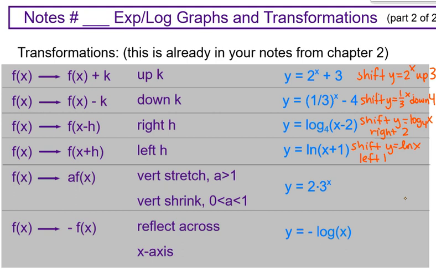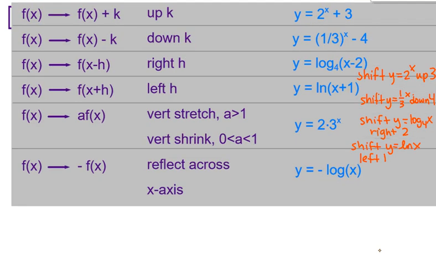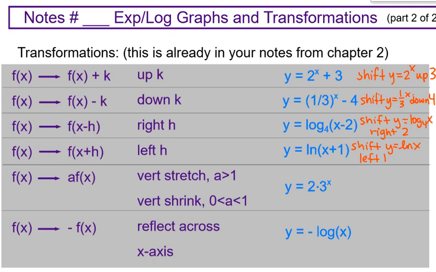If you wanted to know what y equals 2 times 3 to the x looks like, you would first think about what y equals 3 to the x looks like, and then you would stretch it vertically by a factor of 2. And if you wanted to know what y equals negative log of x looks like, you would first think about what y equals log of x looks like and then reflect it across the x-axis.